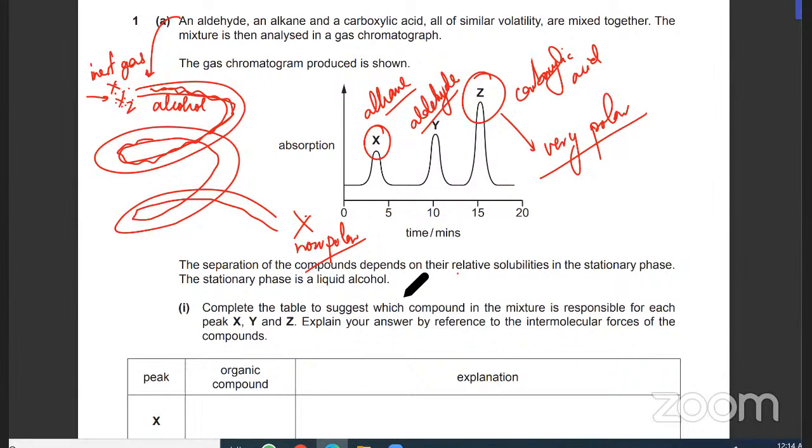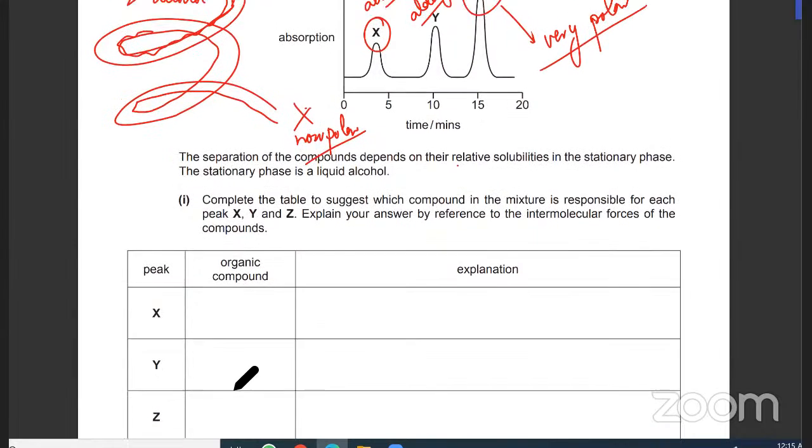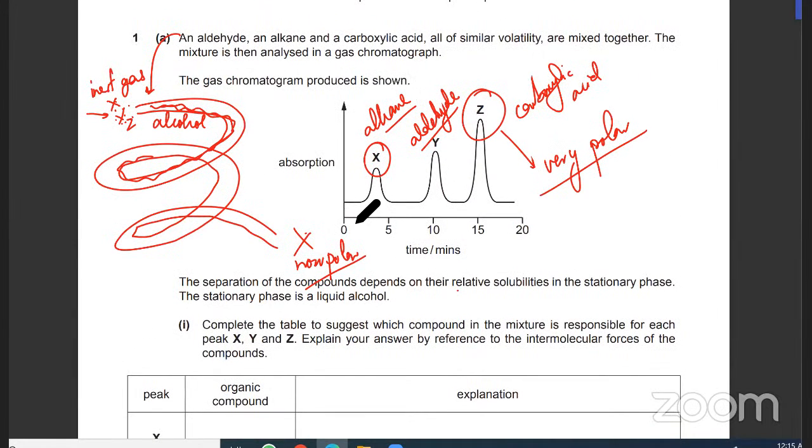So is this part clear? This is what the explanation is going to be as well. That's the first part, and that's pretty much all there is to gas chromatography. It would have been the other way around if you had a non-polar solvent. Remember this rule: polar things mix with polar substances, and vice versa, non-polar substances mix with non-polar.